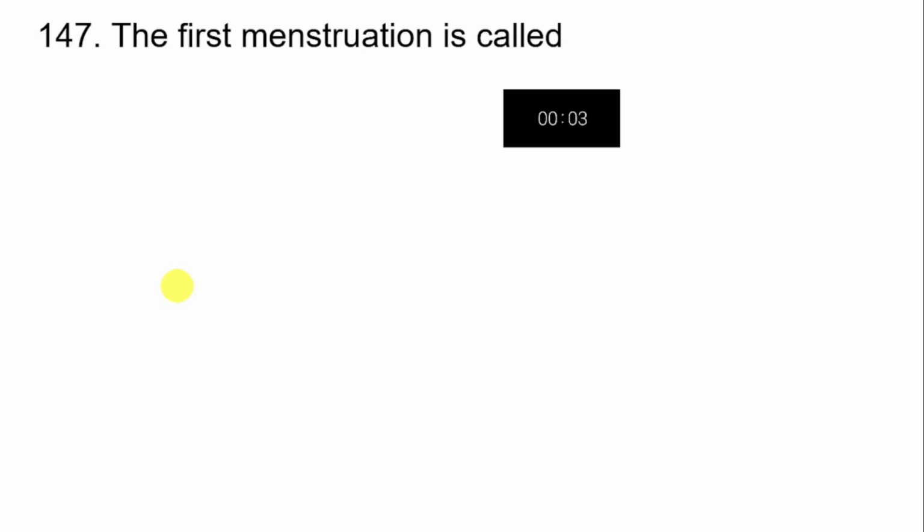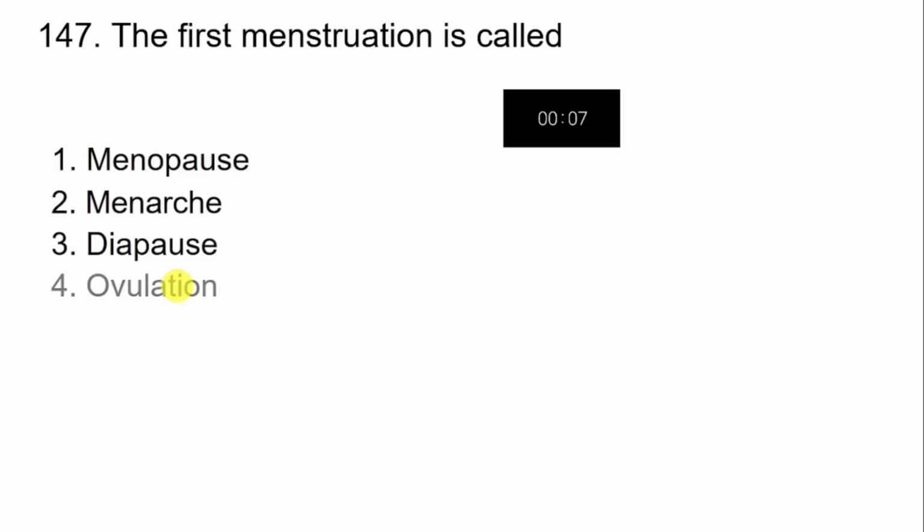The first menstruation is called menarche. Option 2. Last menstruation is called menopause. Diapause is misleading here. Ovulation is release of secondary oocyte. Next question.